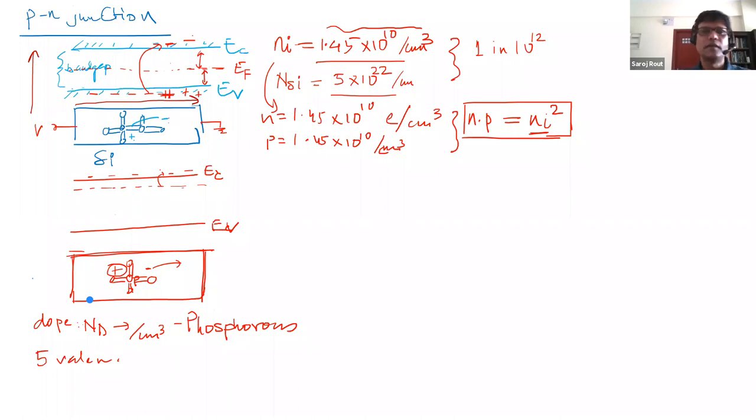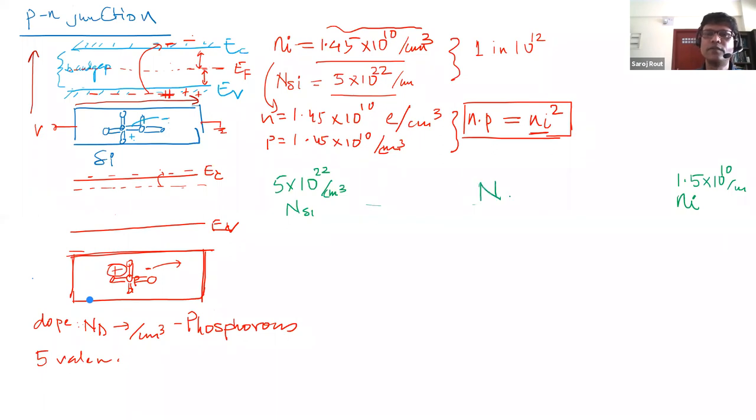So now if you want to dope it, like I said, you dope it with something which has more electrons in its valence band. So that gives you a free electron. And how many can you dope? You cannot just arbitrarily dope, right? So let me use another color here. On one side you have about 5 times 10 to the power 22 per centimeter cube. That's the number of atoms per unit volume. On the other side, you have the free electron density for an intrinsic semiconductor, which is about 1.5 times 10 to the power 10 per centimeter cube. So obviously there are about 12 orders of magnitude in between.